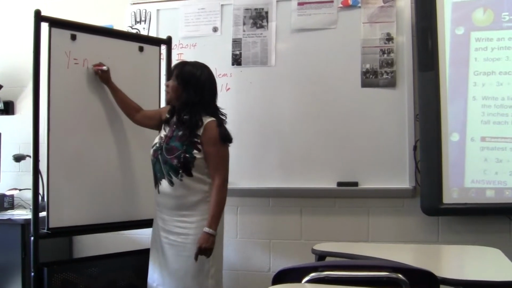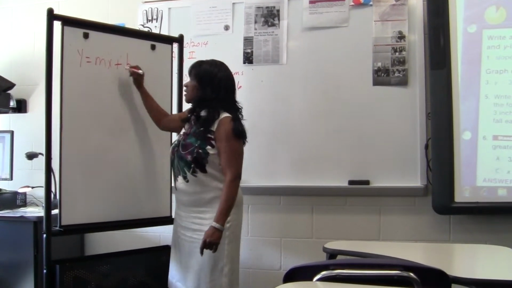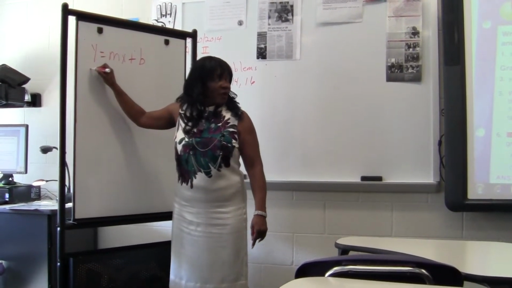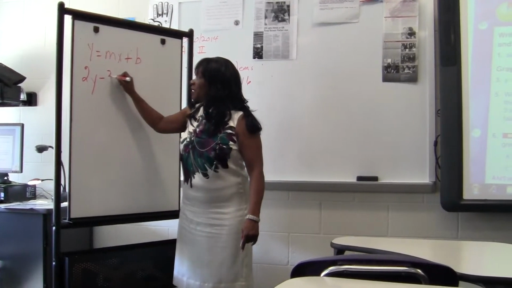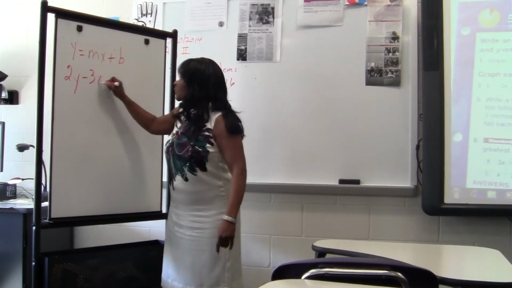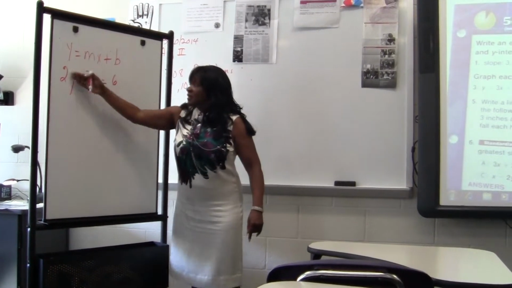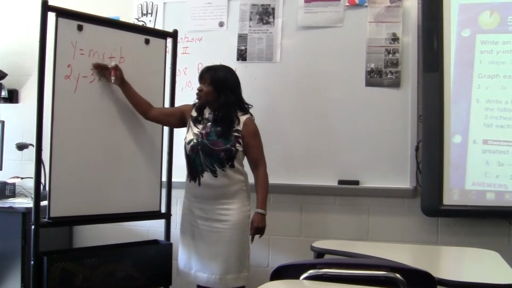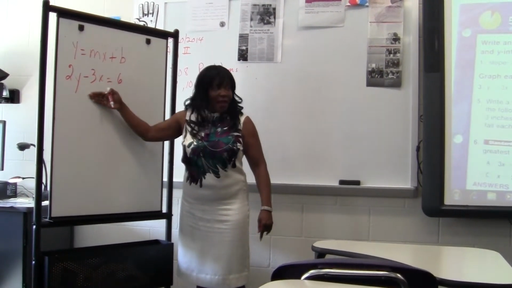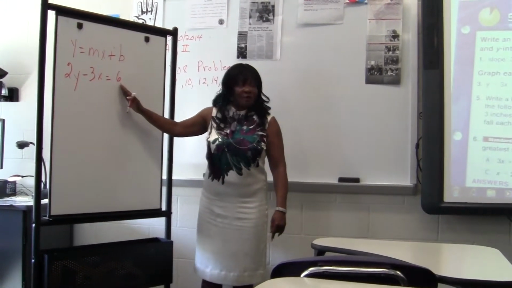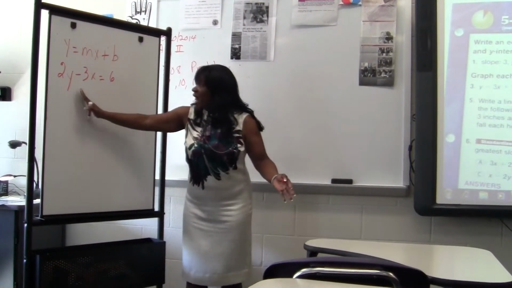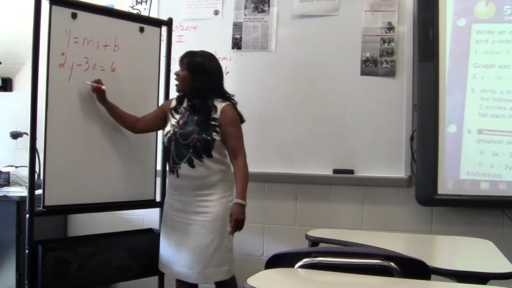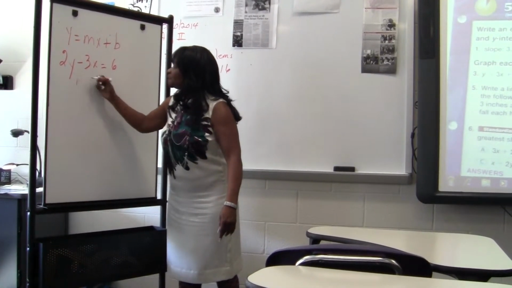Y is equal to mx plus b. Correct? Yes, ma'am. What's your equation right there? 2y minus 3x equals 6. Is the y by itself? No, ma'am. It has a 2 with it. Does this negative 3x belong over here with this y? No, ma'am. Okay, now we know this is going to be our b, which is our y-intercept, correct? So we got to start moving this over here. You add what? 3x. Very good. We're going to add 3x to both sides of the equation.